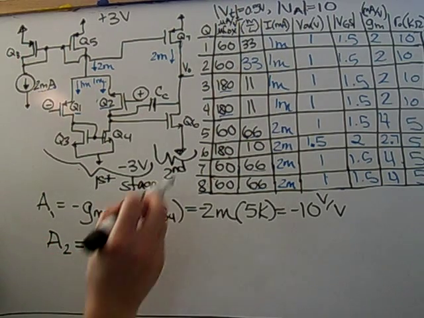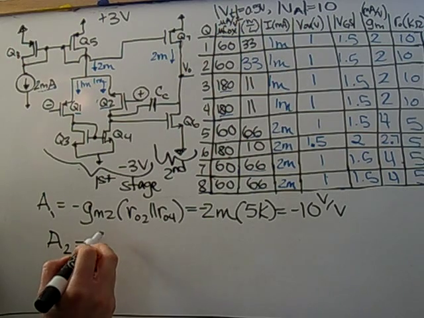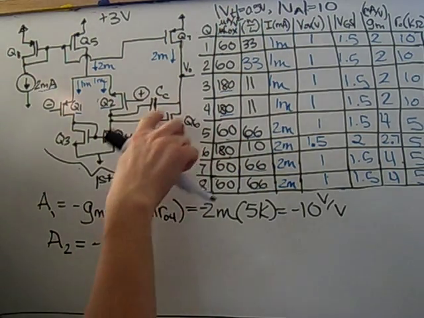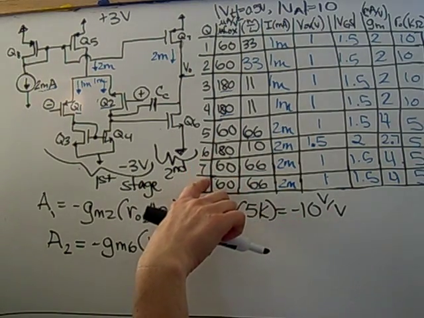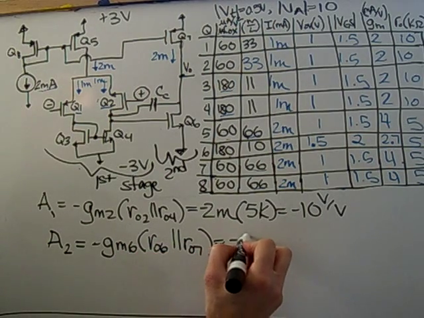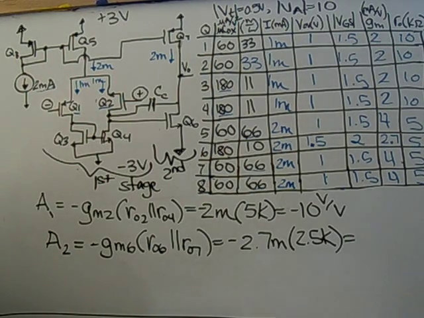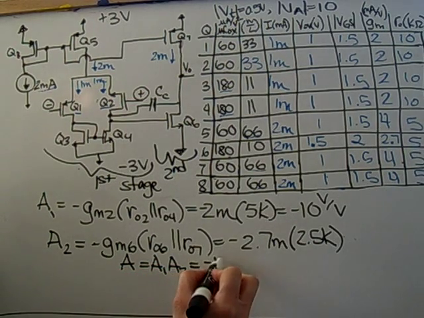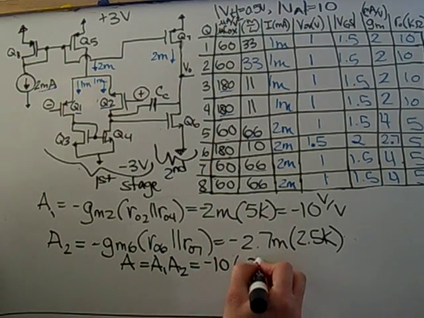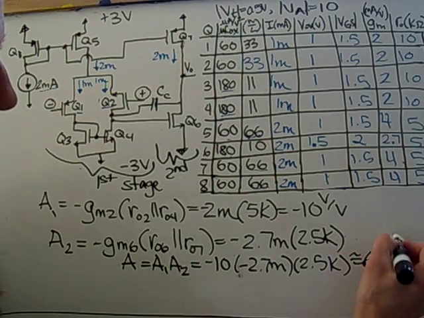The second stage is a common emitter or common source amplifier. So you get a minus gm6, the transistor that's going to determine the gain, and then it's the output resistance RO6 in parallel with RO7. RO6 and RO7 are the same, so they have 5K for RO, so we'll just take a half of that. gm6 is 2.7 milli, and a half of 5K is 2.5K. So the gain for both of these is going to be the multiplication of A1 and A2. So we have a minus 10 volts per volt, minus 2.7 milli, and a 2.5K. And that gives an overall gain of approximately 67 volt per volt.